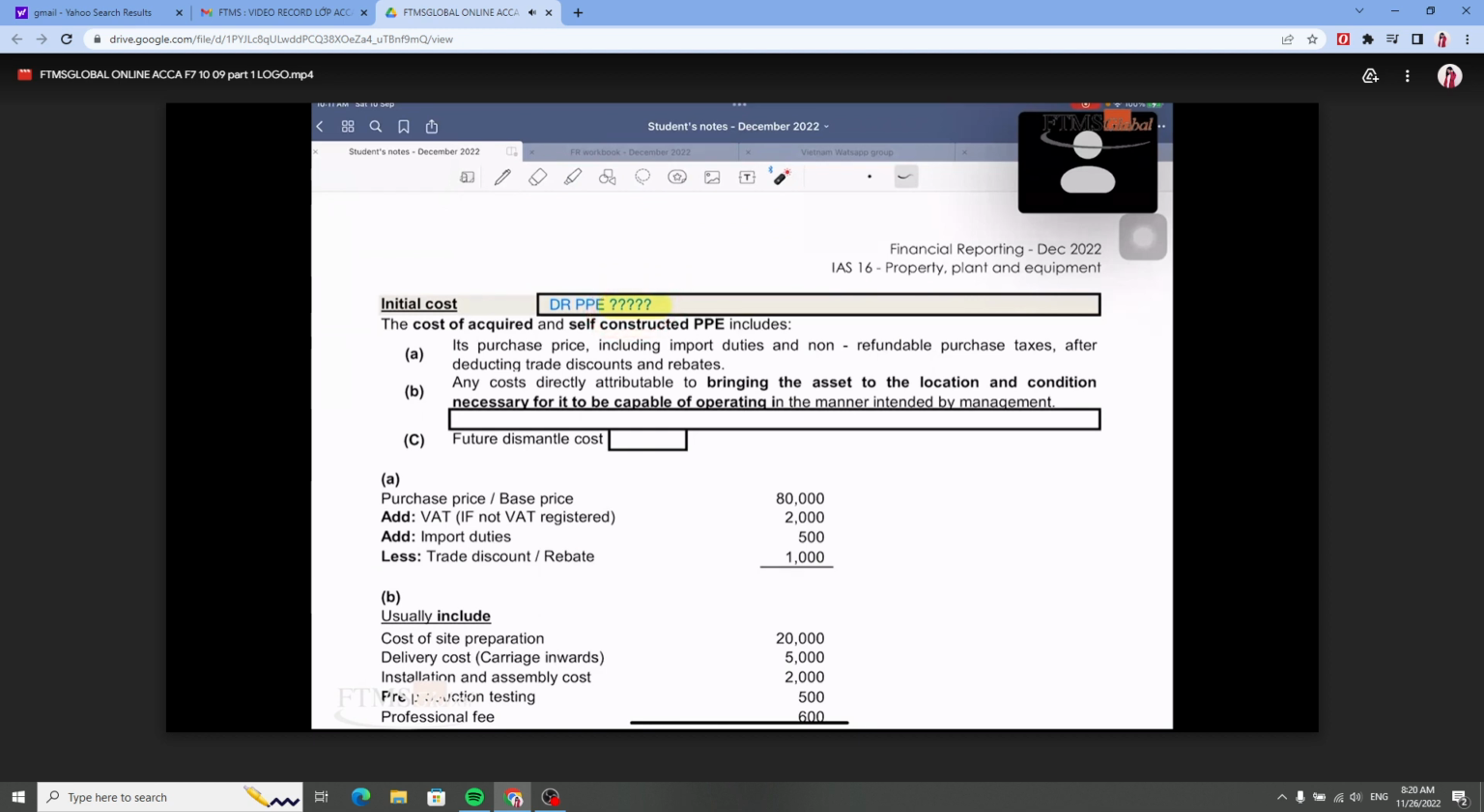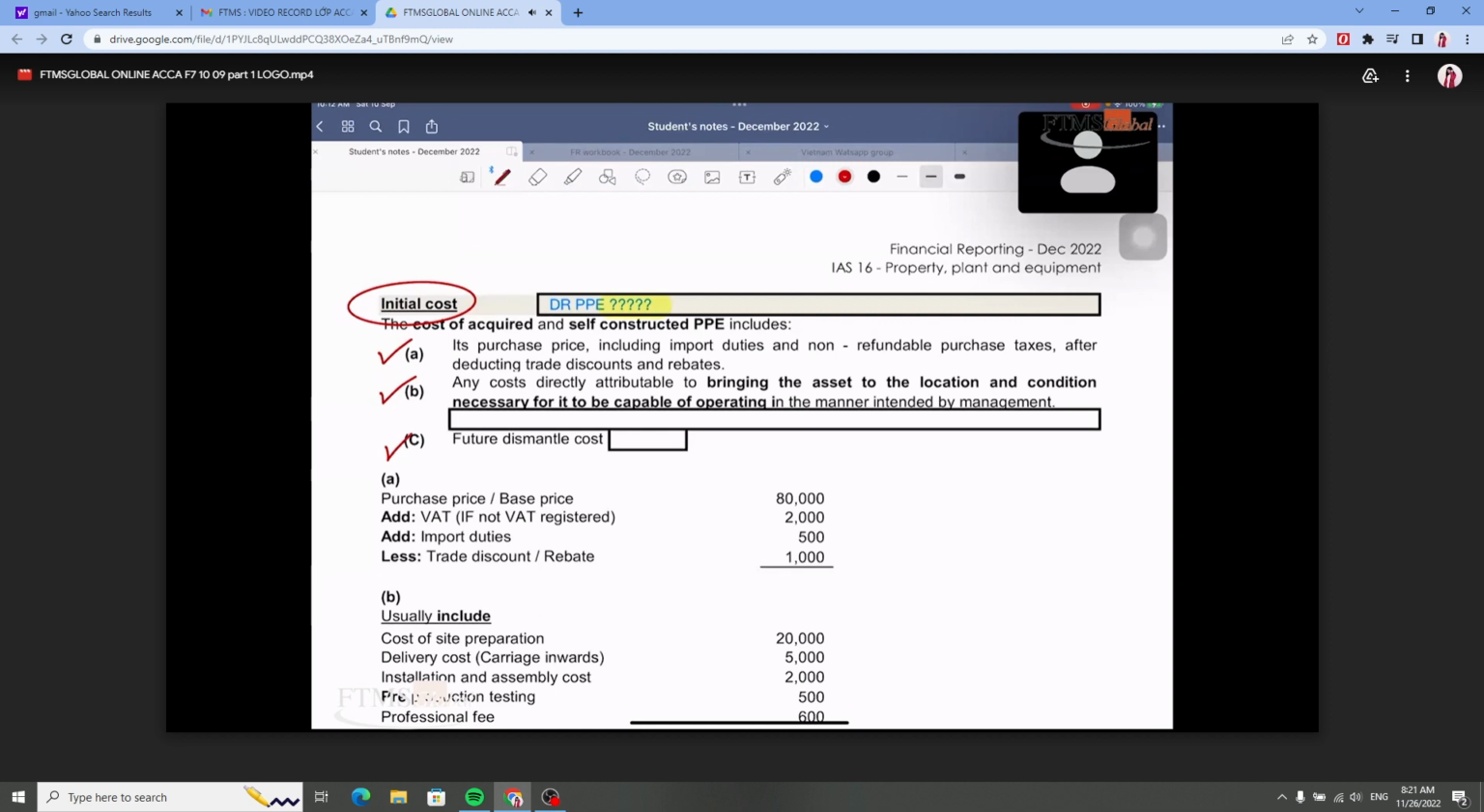Okay, so that's very common, but of course, this is not correct. Okay, you can't do that. You can't turn to the last page and then find the total amount and debit that amount to PPE. Okay, that's wrong. Okay, there are some rules to it. The rules are all stated here, called initial cost. So initial cost, basically, there are three areas, A, B, C.